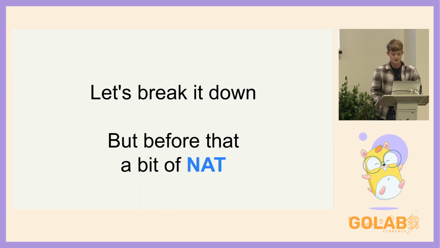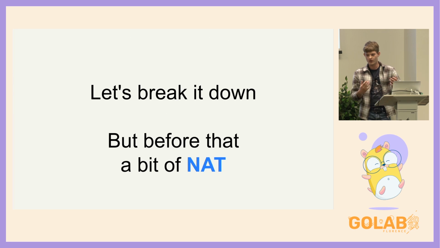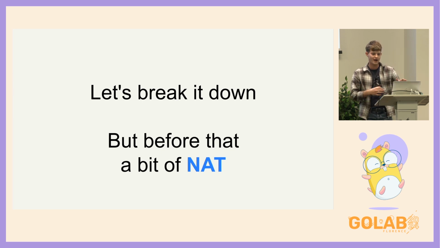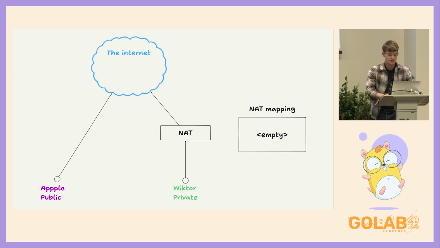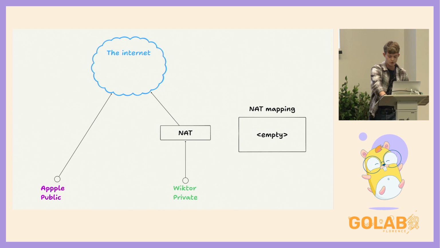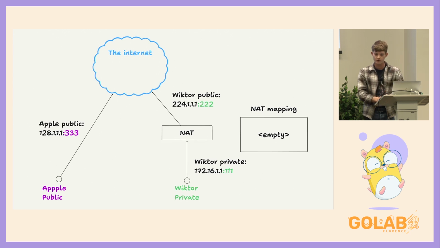But before that, a bit of NAT. We have to talk about the network address translation protocol and how it impacts peer-to-peer networking. I know many of you might know about NAT, but we have to bring everyone to the same page. So let's say this is our scenario. We have an Apple and a Wiktor. Those are two nodes connected to the internet. And Wiktor is a private node. Apple is a public node. Let's introduce some addresses so we know what we are talking about.